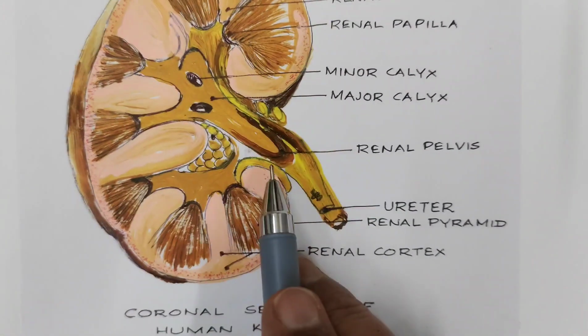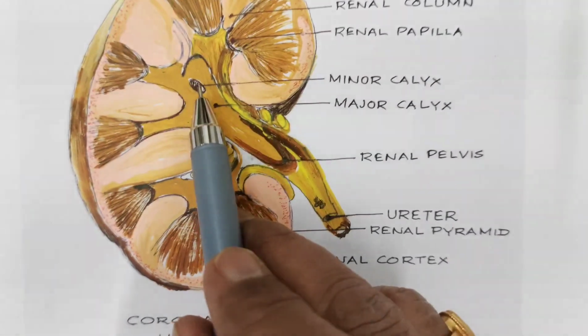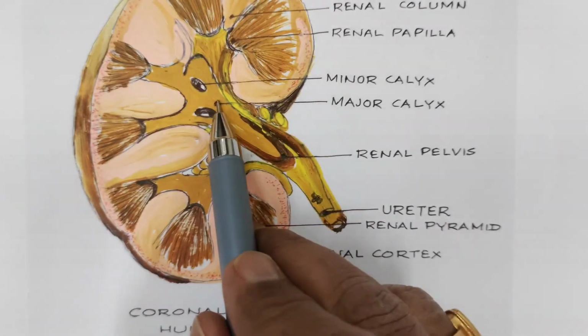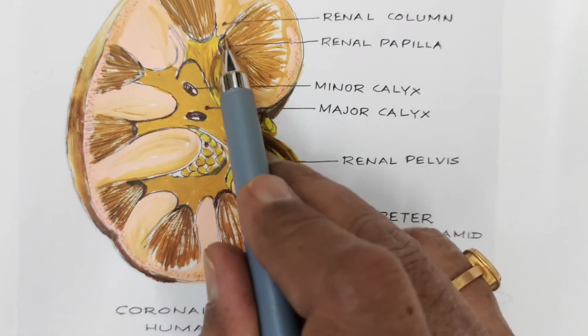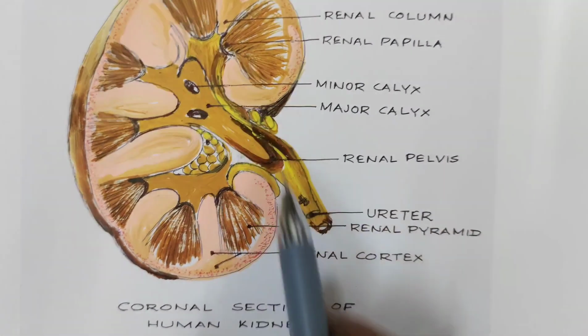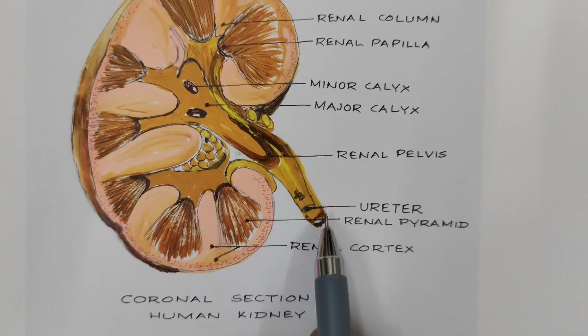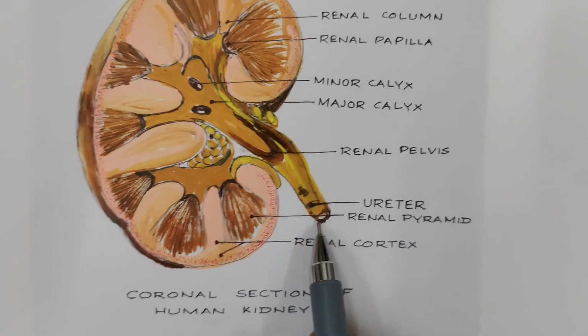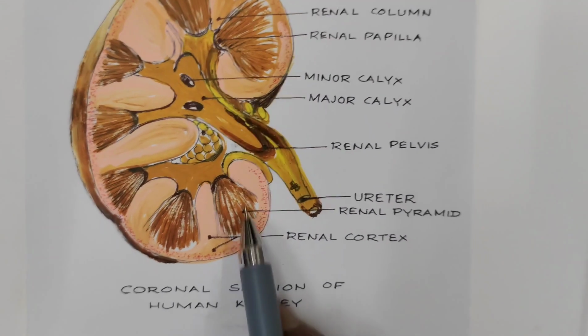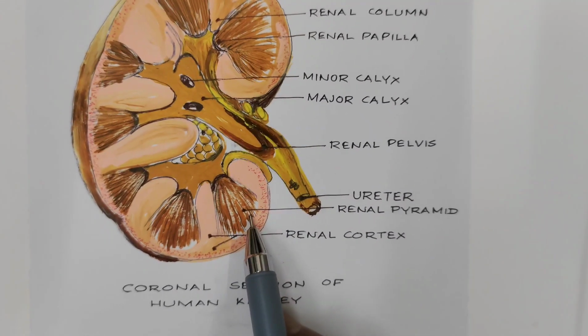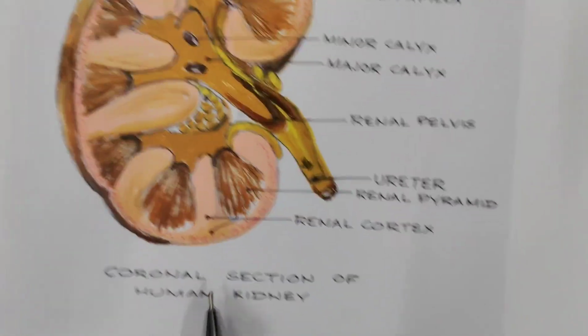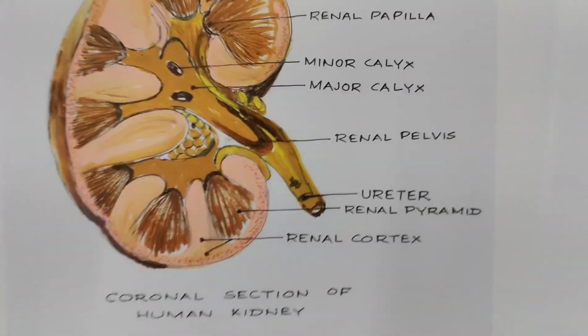These are the renal pelvis, this part. This is the minor calyx, this is the major calyx. These are called renal papillae. From the pelvis downward, the ureter comes out. These are renal pyramids. This is the coronal section of the human kidney.